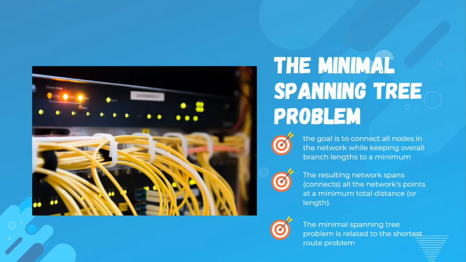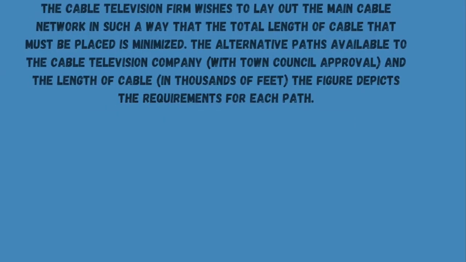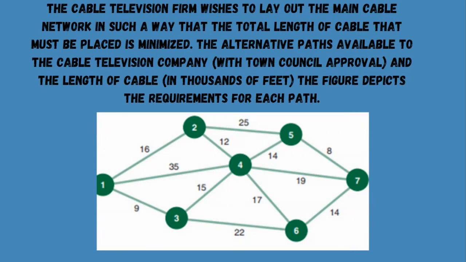Para mas maintindihan natin yung minimal spanning tree problem, let's consider the following example to explain the least spanning tree problem. A television cable system will be installed in a town by the Metro Cable Television Company, made up of 7 suburbs. Each suburb must be linked to the main cable system. The cable television firm wishes to lay out the main cable network in such a way that the total length of cable that must be placed is minimized.